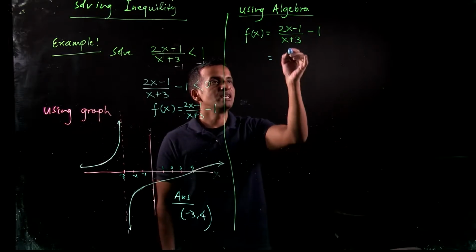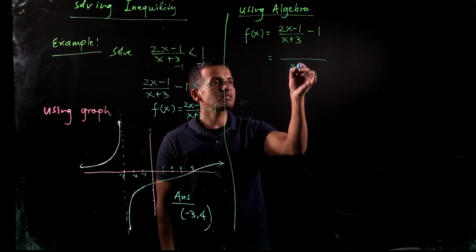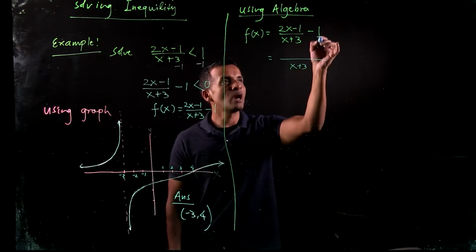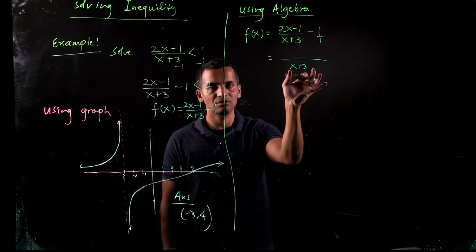How do I simplify this? You write the common denominator, right? So write down x plus 3. It has 1 in the denominator. This is x plus 3. X plus 3 times 1 is just x plus 3.